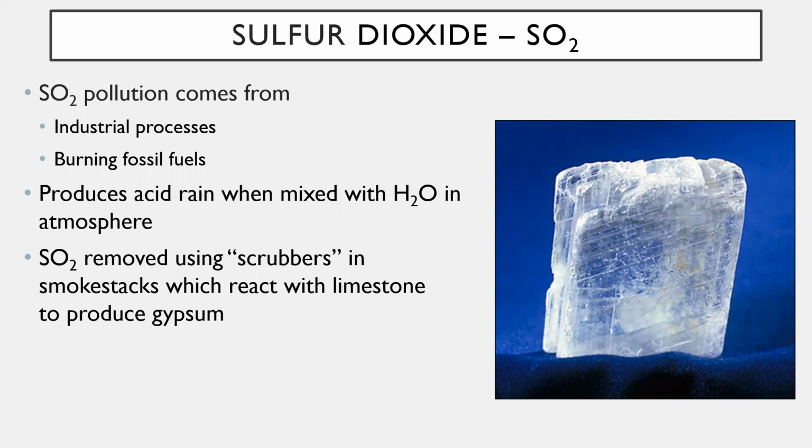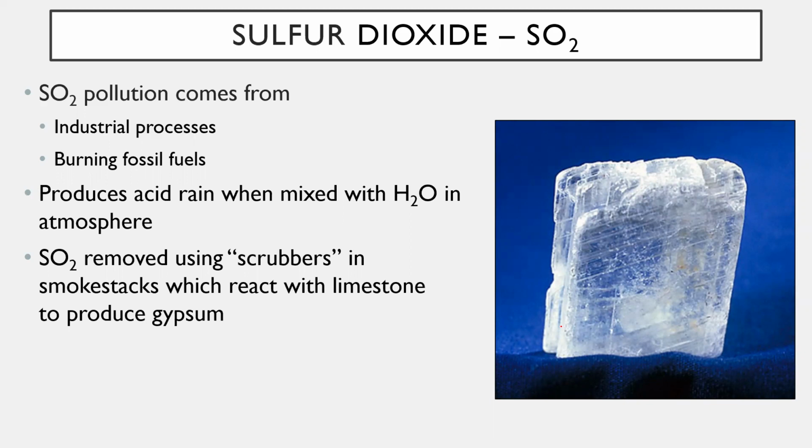Now, SO2 pollution comes from industrial processes. So in other words, from certain factories, sulfur dioxide can be released. But it also can come from burning fossil fuels. So in other words, even just operating your vehicle can produce sulfur dioxide. Now, the whole issue with sulfur dioxide is it produces acid rain when it's mixed with water in the atmosphere.